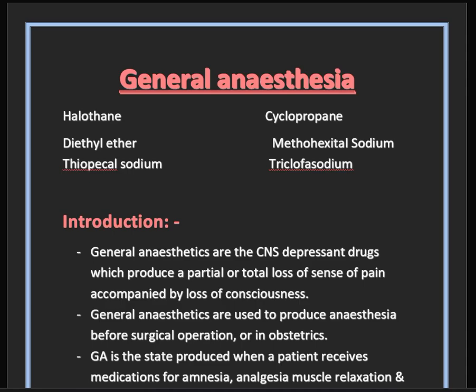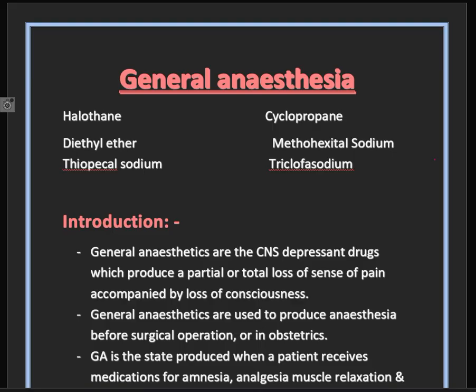Today's lecture we are going to discuss general anesthesia. This is an important chapter in the D.Pharm and B.Pharm syllabus. These are the main important drugs of general anesthetics: cyclopropane, halothane, diethyl ether, methohexitone sodium, thiopental sodium, and trichloroethylene. These are the six drugs used as general anesthesia.